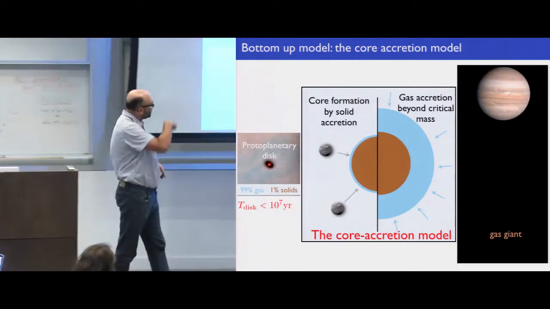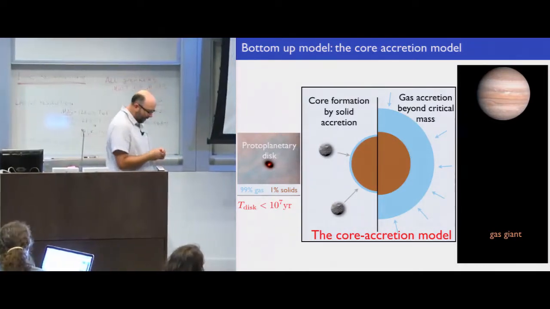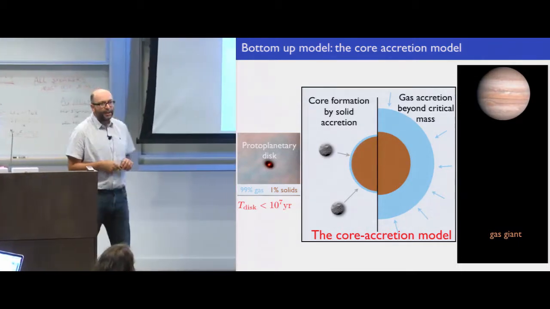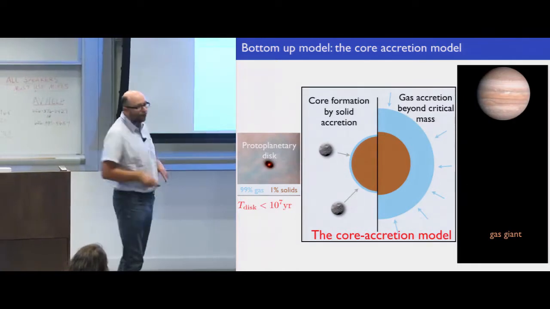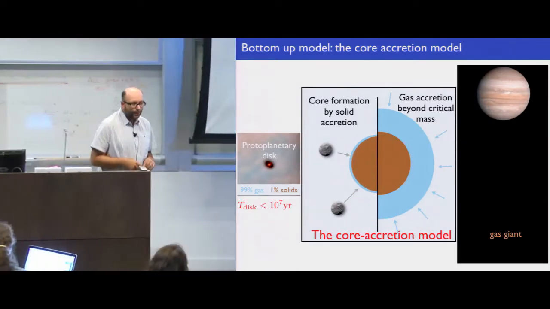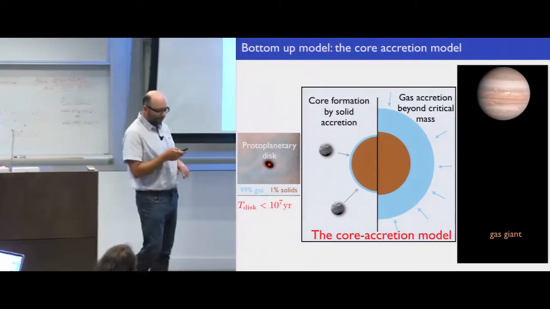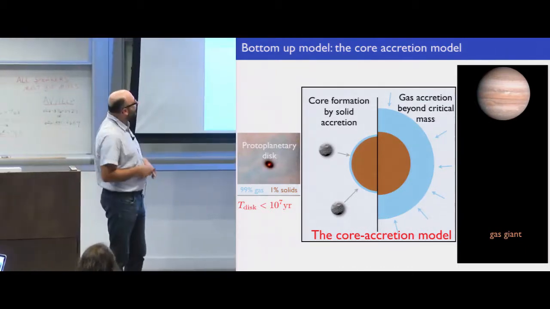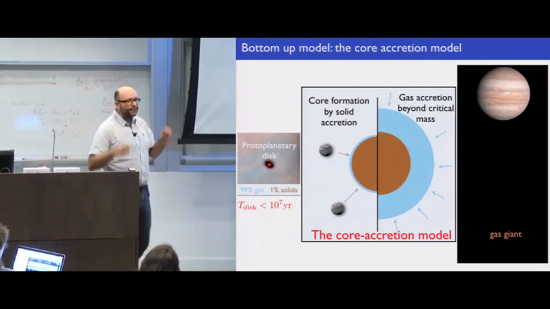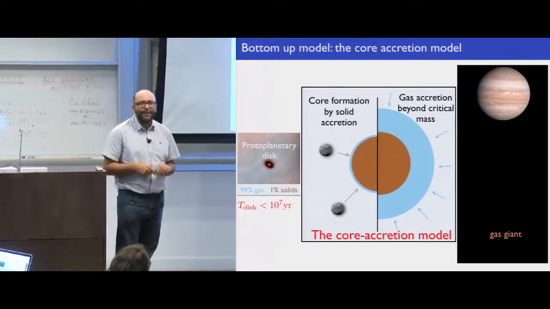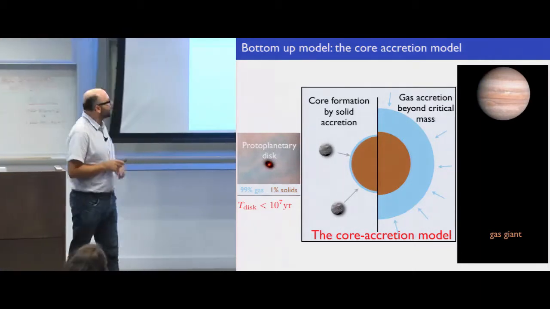I will just explain again what was said before, just to be extremely clear. In the core accretion model, you form a planet in two stages. You first have formation of a core by accretion of solids. What these solids are, I will come back to later. So you accrete solids and then you form a core. And then when the core is massive enough, you accrete gas. This massive enough means around 10 Earth masses, although it can be smaller in some cases.